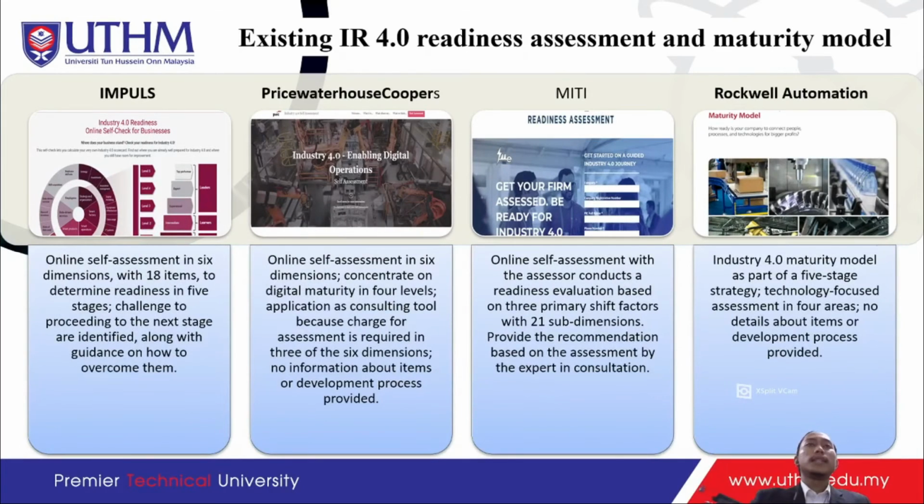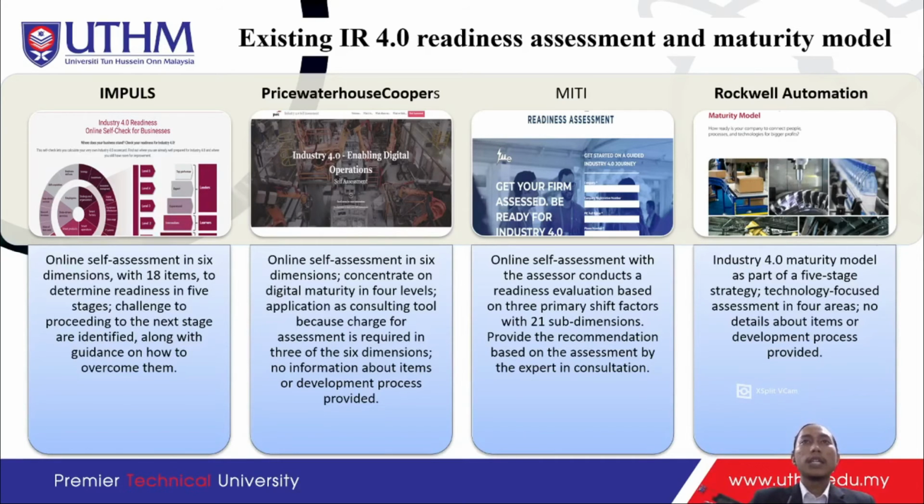Next, we move to the existing Industrial Revolution 4.0 readiness assessment and maturity model. The first picture in the slide is the readiness assessment made by Impulse. It is an online self-assessment in 6 dimensions with 18 items to determine the readiness in 5 stages. Next is the readiness assessment prepared by PricewaterhouseCoopers. It is also an online self-assessment in 6 dimensions, concentrating on digital maturity in 4 levels.